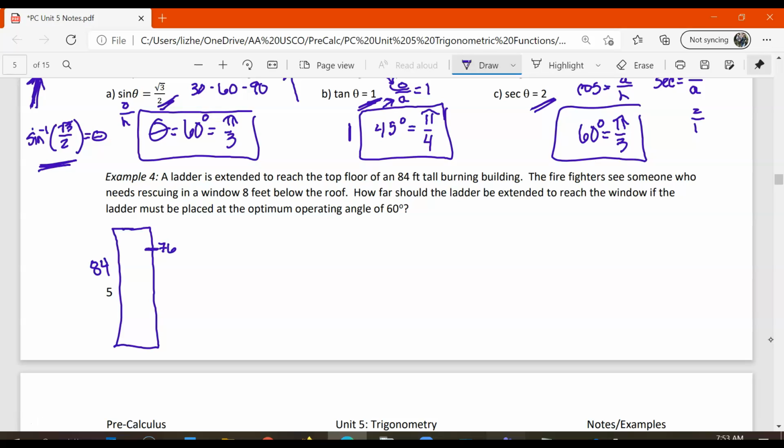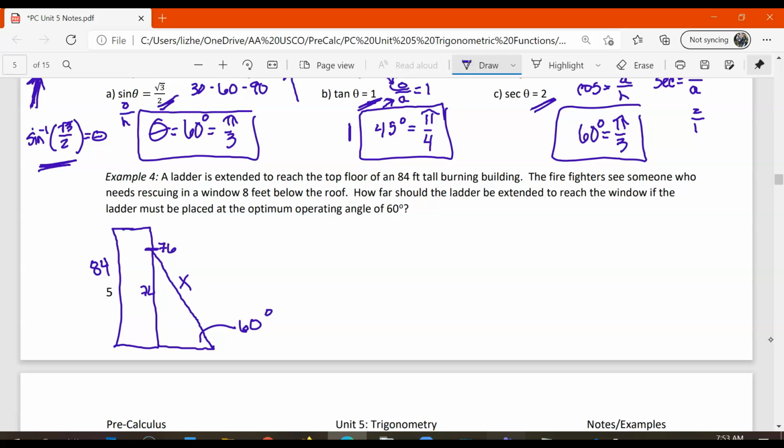How far should the ladder be extended to reach the window if the ladder must be placed at the optimum operating angle of 60 degrees? So here's my ladder, and this angle has to be 60 degrees. This height is 76. The question is, how far should the ladder be extended? So this here is the ladder. How long does it need to be? That will be my x.